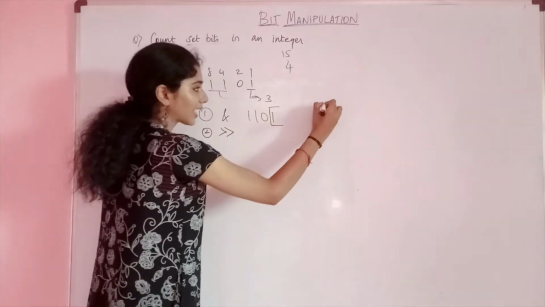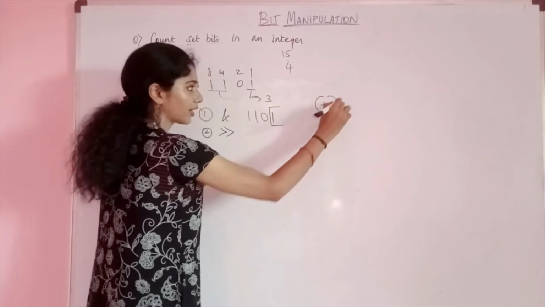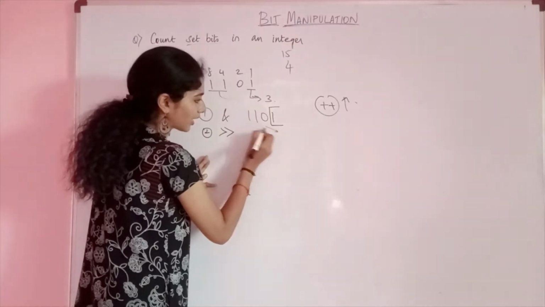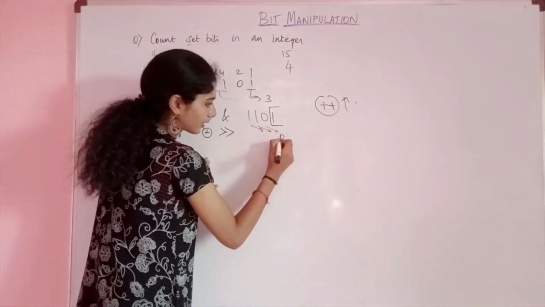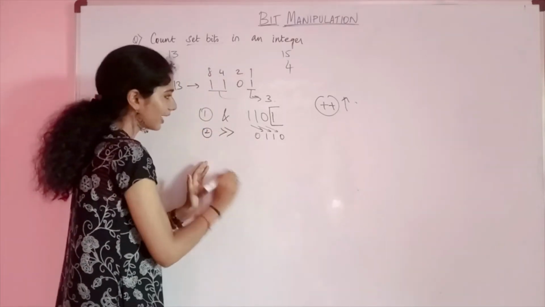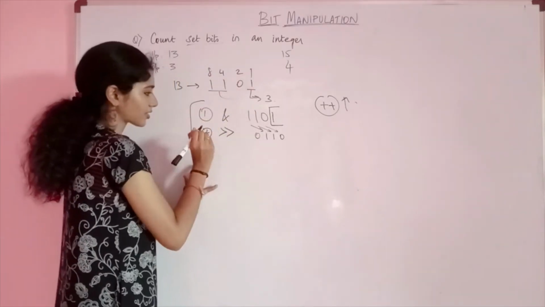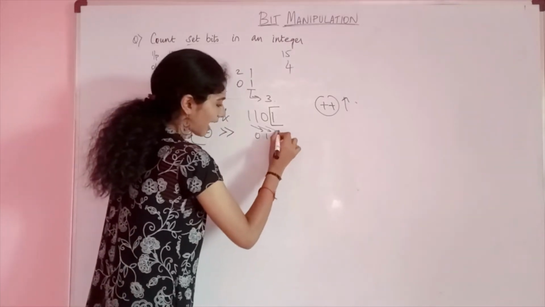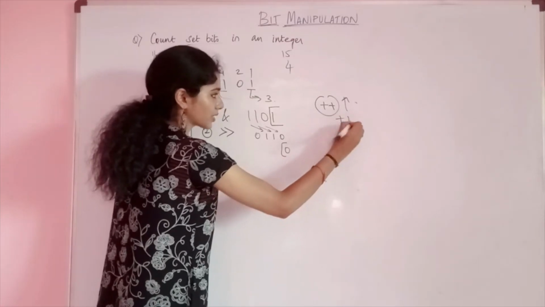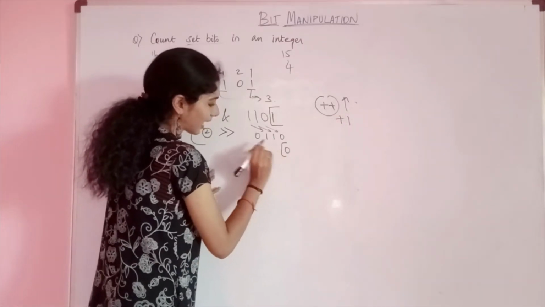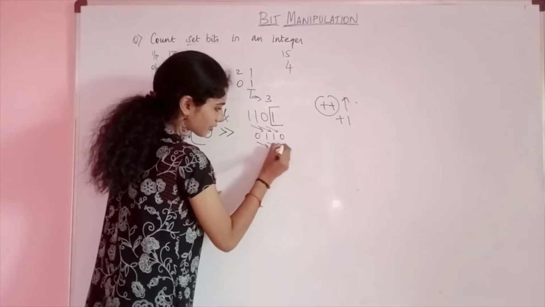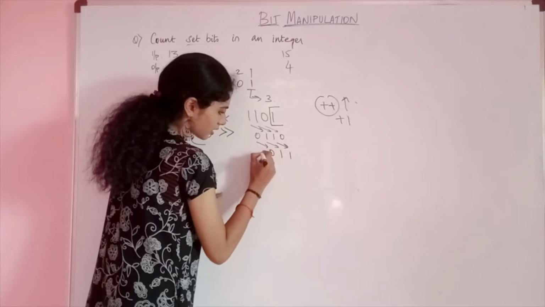If it's 1, I will increment my counter. And then I'll right shift it. On right shift, what will happen? It will get the value of this, with 0. And again, I will go through these two processes. I'll do the AND operation, and the result shall be 0, so it will not get incremented. Right now the count is 1. Then again I will right shift it by one position. So 1, 1, 0, 0.